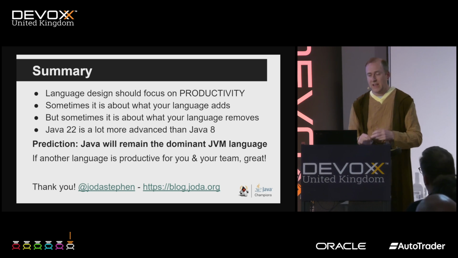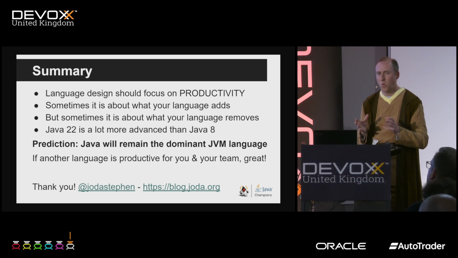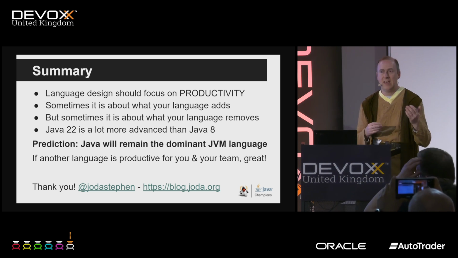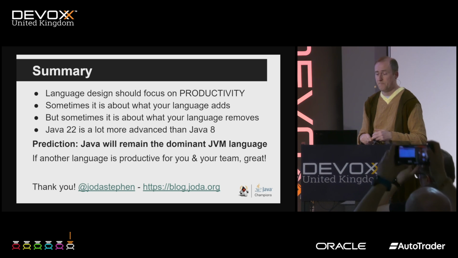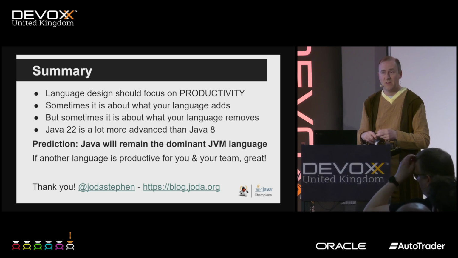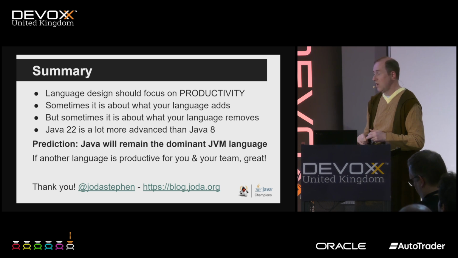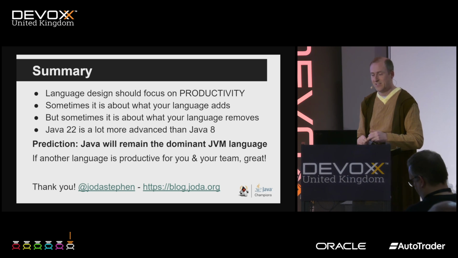And some final thoughts, that language design needs to focus on productivity. That giant group of people in that yellow circle are the people who want productivity out of their language. They're not actually that obsessed about type systems or static typing or any of the other zillion features we just outlined. So long as it's productive for them, that's what they're interested in. Sometimes it's not about what you add, sometimes it's about what you remove in a language. I think sometimes language designers need to keep that thought in their head. And that Java 22 is a lot more advanced than Java 8. So if you are doing comparisons, make sure you're comparing to the latest and greatest and not what you think Java is.